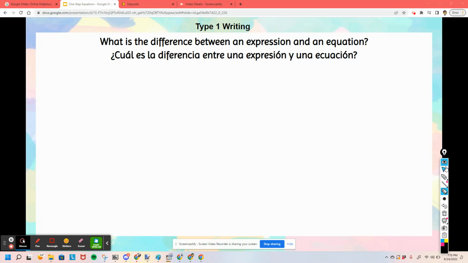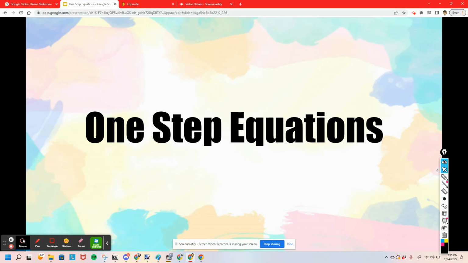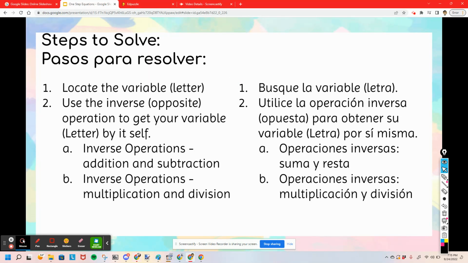So today we're going to be talking about one-step equations, which is review for a lot of you guys. Here's how you solve a one-step equation. You locate the variable, the letter. You use the inverse to get the variable by itself. So if you have addition, you subtract. If you have subtraction, you add. If you have multiplication, you divide. If you have division, you multiply.